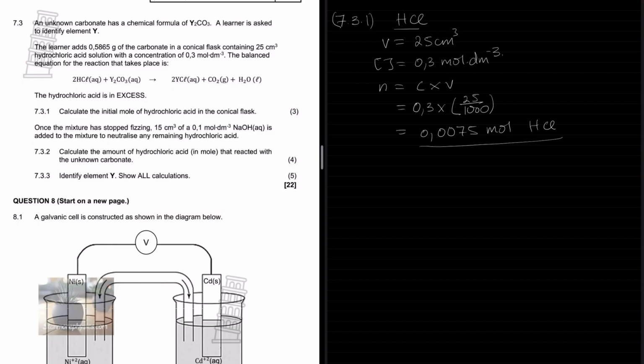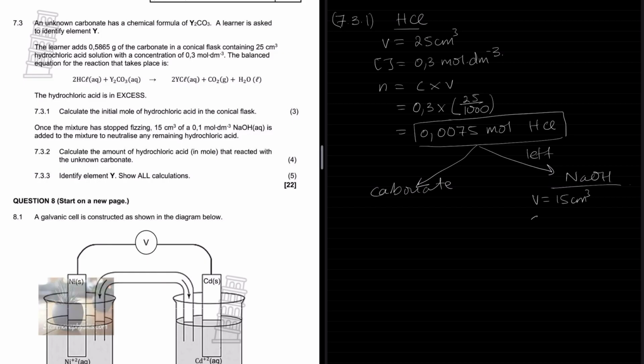So this HCl that's present at the beginning, some of it is going to react with the unknown carbonate, and then what's left over reacts with NaOH. Now we've been given some information about NaOH, right? We were told that it has a volume of 15 cm cubed and the concentration is 0.1 moles per dm cubed. We can then calculate the number of moles of NaOH.